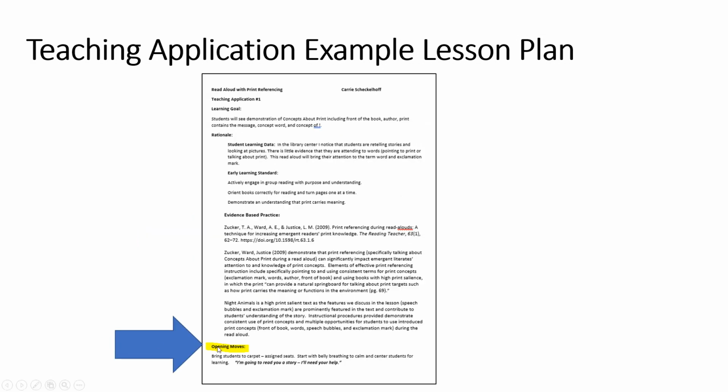The next piece of the lesson, now we're moving in from rationale. So this rationale is: here's the data that says this lesson is good, here is the standard that says this lesson is appropriate, and here is research that shows that the way I'm going to teach this lesson is appropriate. So we move from rationale to opening moves. And opening moves in preschool, you really want to get kids physically organized to do the work. So think about that part of it. How are you physically getting kids ready to do the work?